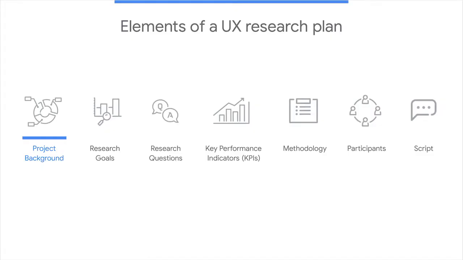Hi again. We now know the 7 elements of a research plan. Let's discuss a few of them in more detail: the project background, research goals, and research questions. These elements shape the rest of your research study, so developing them is really important. Let's start by examining the project background of a research plan. This element summarizes the situation leading to the needs for this research. It's a brief explanation you can give to anyone who asks why you're doing this research.